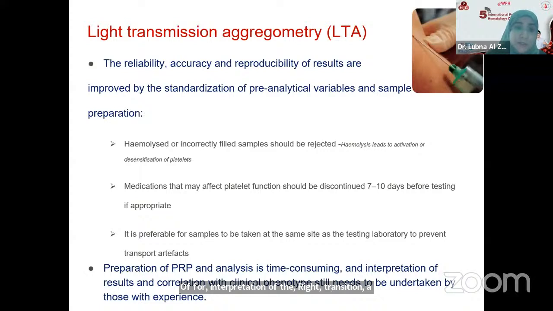And this, of course, increased the accuracy and reproducibility of results and decreased the pre-analytical variabilities of sample preparation. However, the preparation of the platelet-rich plasma that we use to test this patient, and the analysis, is time-consuming, and interpretation of the results and correlation with clinical phenotype still need to be undertaken by those with experience.